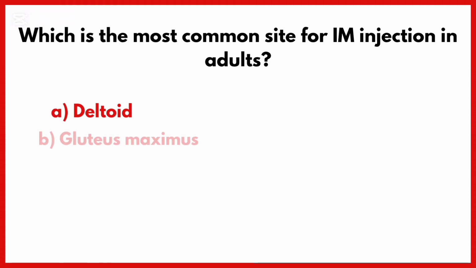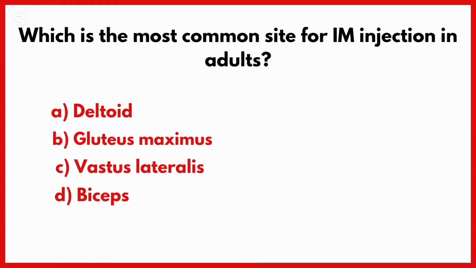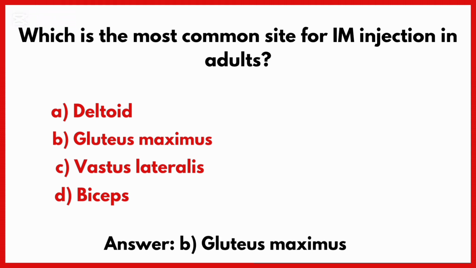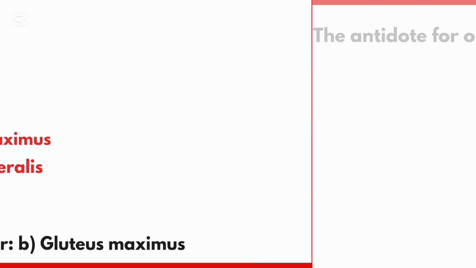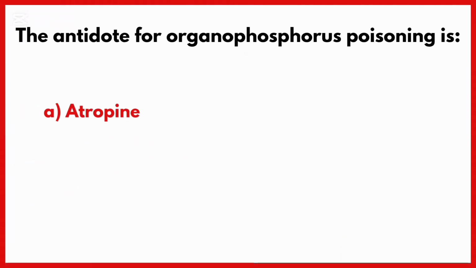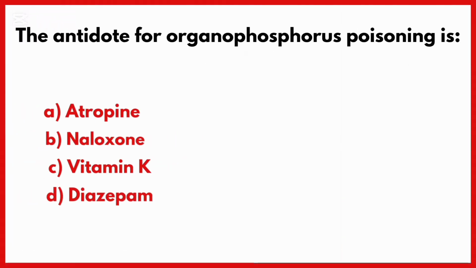Which is the most common site for IM injection in adults? Correct answer is option B, gluteus maximus. The antidote for organophosphorus poisoning is. Correct answer is option A, atropine.